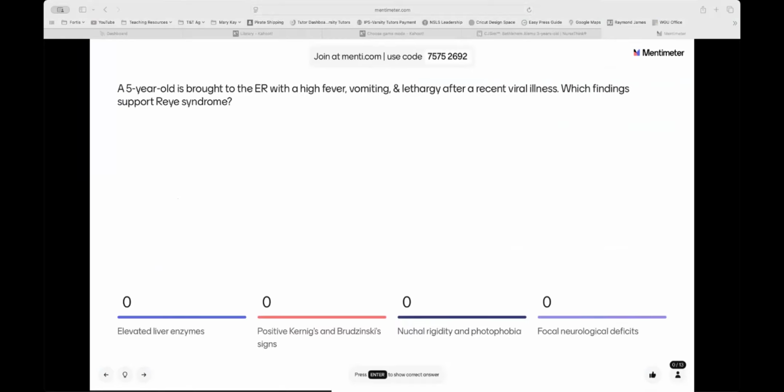So now we're going to look at some other neurologic issues here. We have a 5-year-old that comes into the ER with high fever, vomiting, and lethargy after a recent viral illness. So which findings would support the diagnosis of Reye's syndrome? So that life-threatening condition characterized by acute encephalopathy and fatty infiltration of the liver, often following that viral illness. What findings support that?